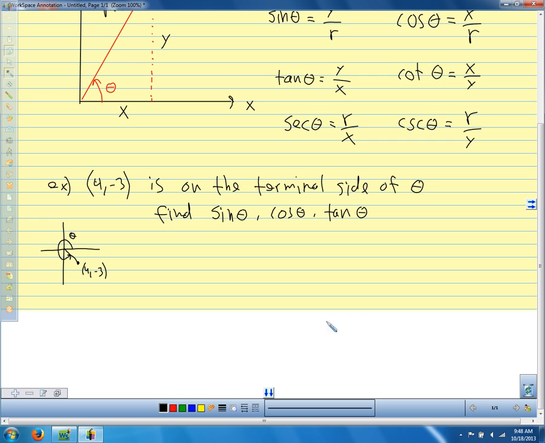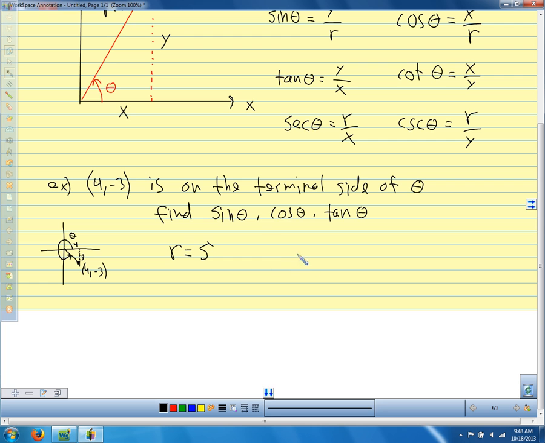Now, this would be very easy if we were on the unit circle because these points would just give us our sine and our cosine, but because we're not on the unit circle, we have another step that we have to take. So we need to find r. So r, we need to find the length of this little side. So r in this case is going to be, what does it turn out to be? Anybody see it without calculating? 5. This is going to be a 3, 4, 5 triangle. This side is 3. This side is 4. So our hypotenuse is going to be 5. r is going to be 5.